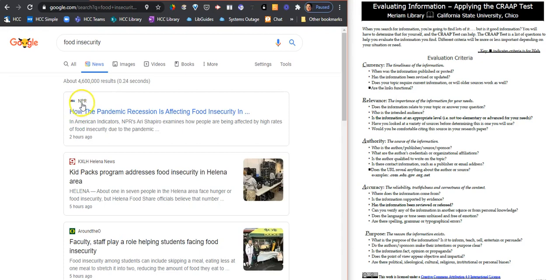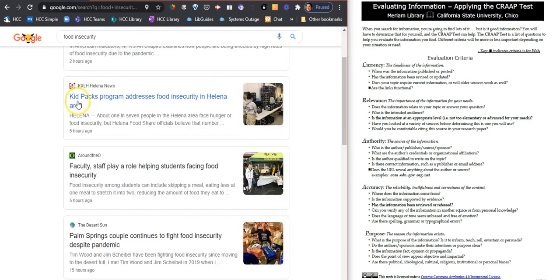So this first one by NPR, National Public Radio. Then we start getting into maybe local news, or maybe not local to the area you're in. You may or may not get that depending on how you have your Google set up. But you may get area news on the topic. So I'm not sure, but Helena, this could be someplace near here, or it could be Helena, Montana. I'm not sure. The Desert Sun, I'm assuming that may also be a local organization.